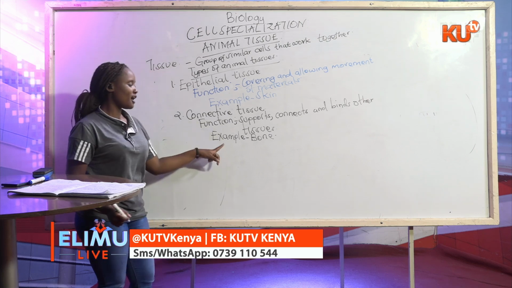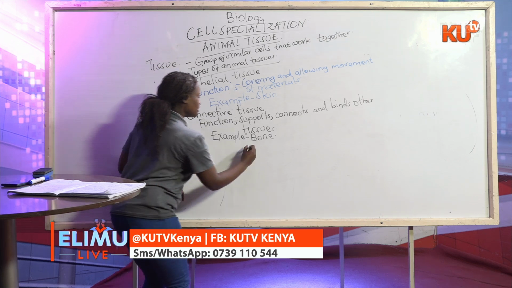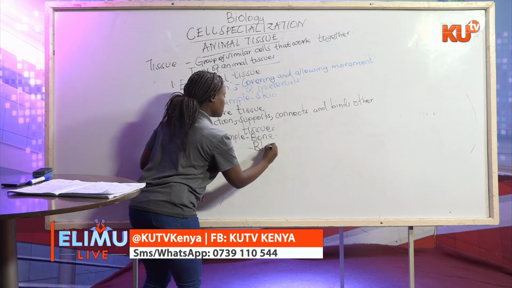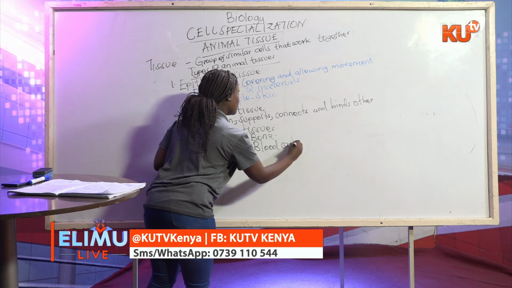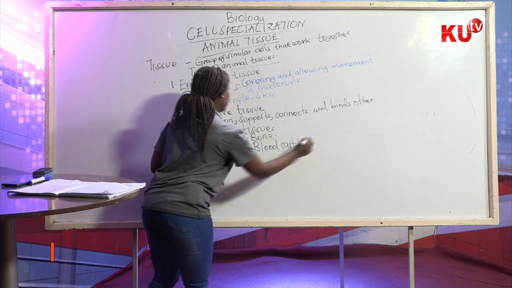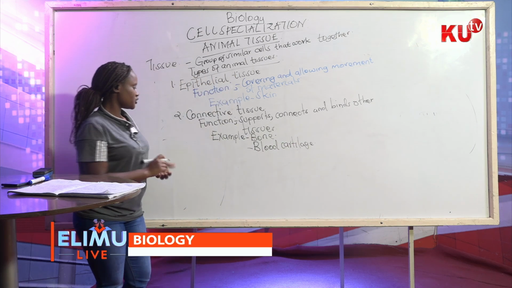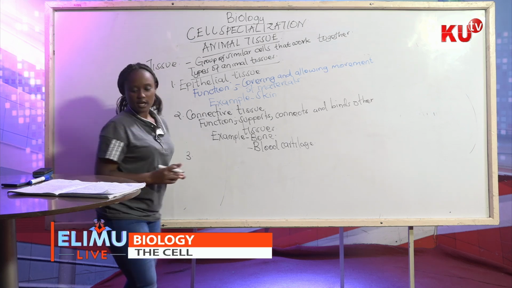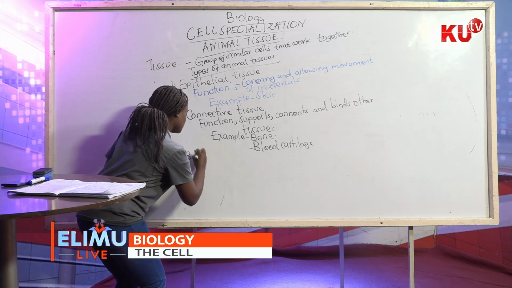Another example, we have the blood cartilage. That is the connective tissue. And then we go to our third, we have the muscle tissue.